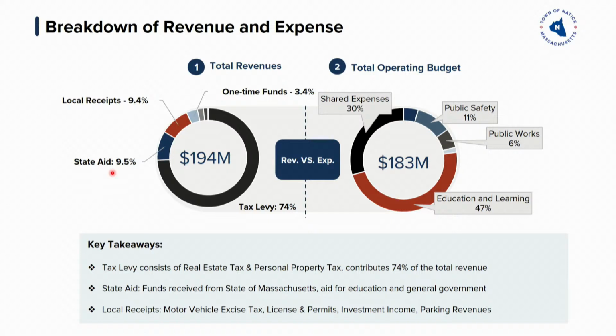So there are benefits they provide to the town, such as mosquito spraying and a number of other different items which we must pay for. So you take the 9.5%, and you have to deduct out the assessments as well. Local receipts, 9.4%.